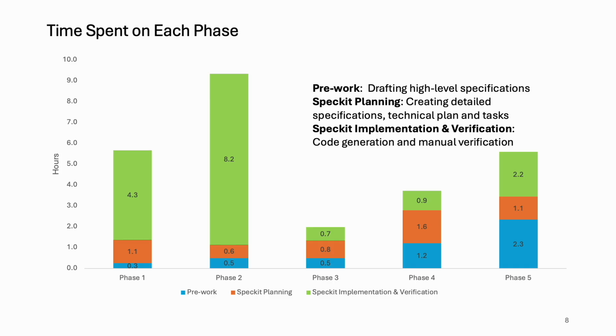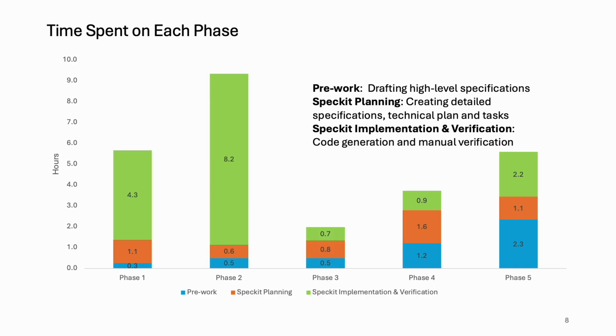Starting in phase 3, you can see a clear shift. With better defined specs and more deliberate planning, overall time drops and implementation becomes far more predictable. Phase 4 follows the same pattern. Even with new functionality, implementation and verification stays under control because the intent was clearer going in. Phase 5 increases, which is expected.